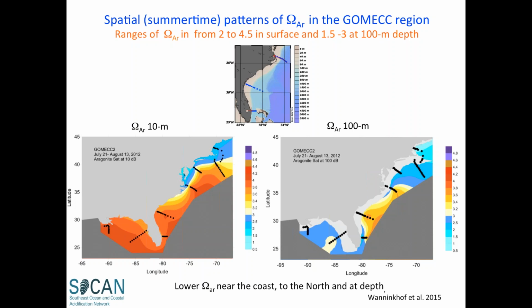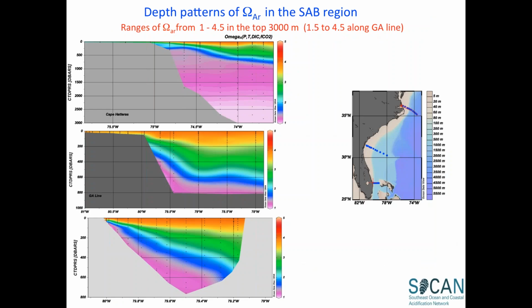Every line during GOMEC has a name, and the top line is called the Cape Hatteras line, where we went into ocean waters which were over 3,000 meters deep. The middle panel is creatively named the Georgia line, where we didn't get off the ocean margin. And then the bottom is the 27 north line, which is basically covering the Florida current.